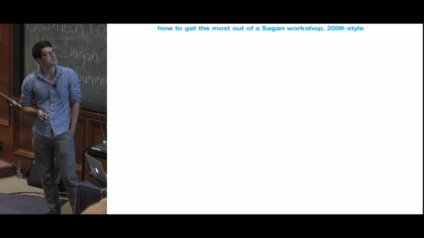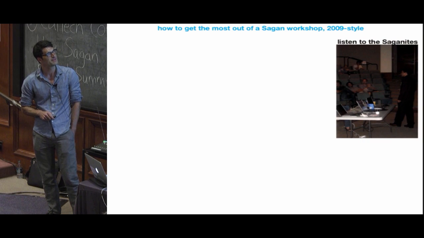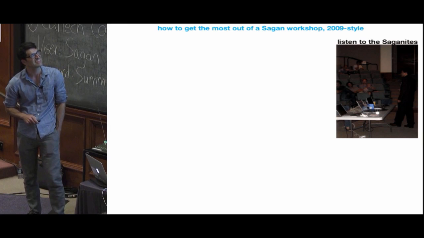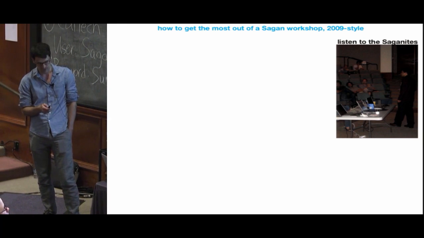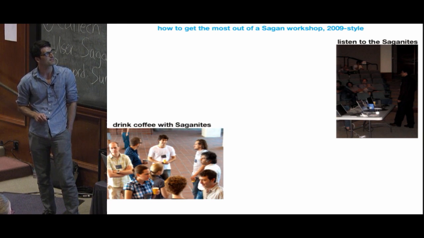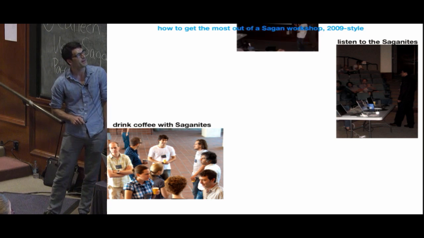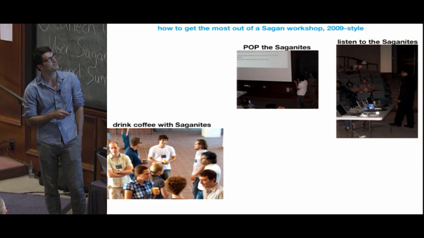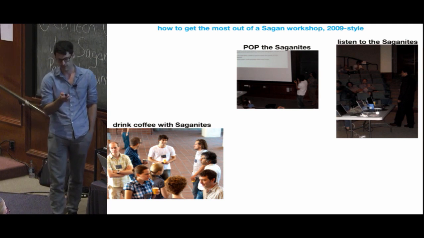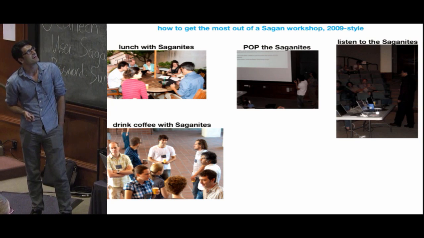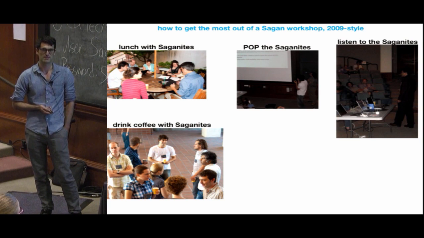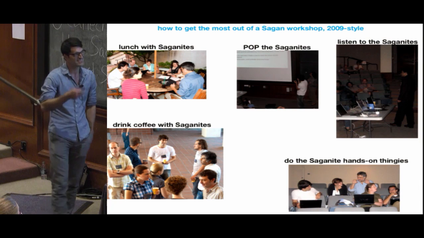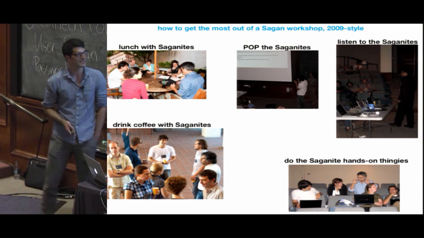So my advice for getting the most out of a Sagan workshop: it's terrible photos, but I found these online from the 2009 workshop. First of all, attend the talks. Of course, listen to the talks, have coffee with all the Saganites, and this is sort of my story of my workshop, and then give a pop. That's me giving a pop in 2009, or give a poster. Have lunch with all the Saganites, make sure you make the opportunity to actually talk to the people here, and do the hands-on sessions, which hopefully you're all signing up for.